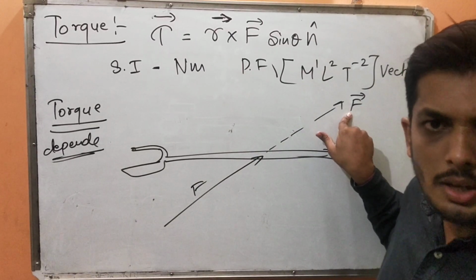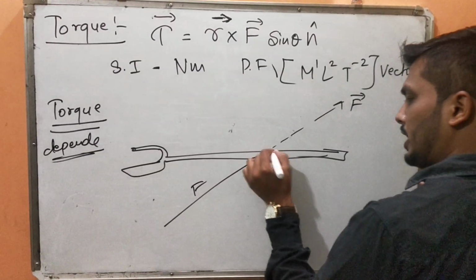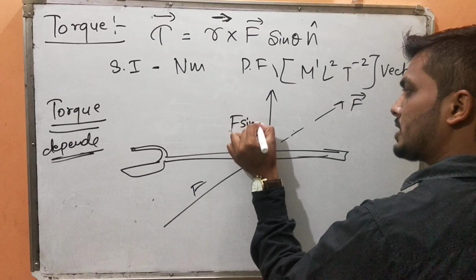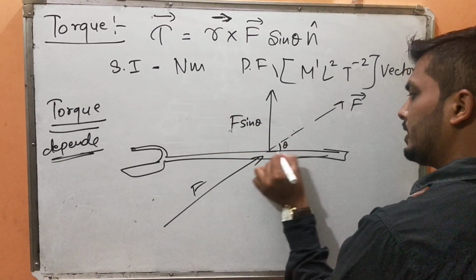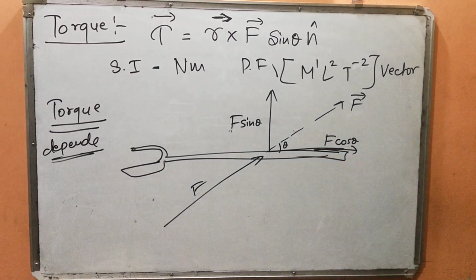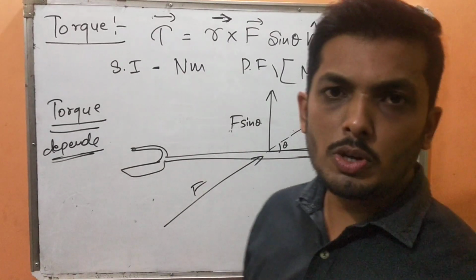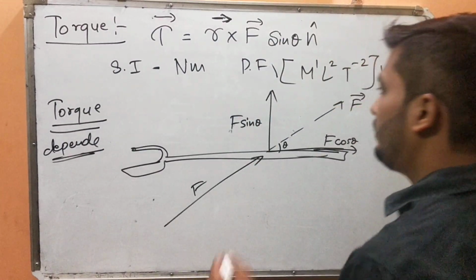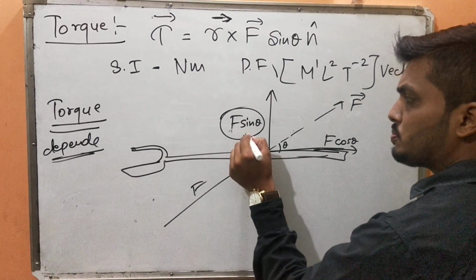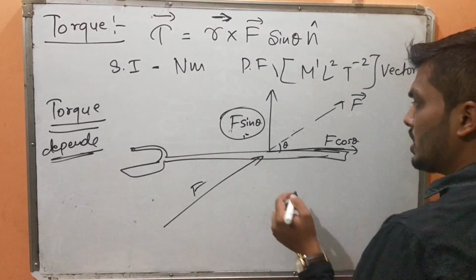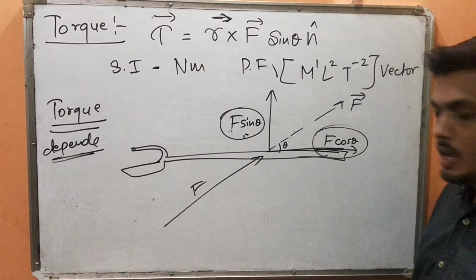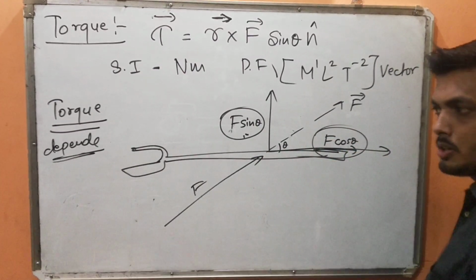Now this force is a vector quantity. How can you resolve this force? Can I resolve this force into two components? Let this vertical component be F sine theta. Let this be theta, and this horizontal component, shall I take F cos theta? Are you understanding? Now which component is responsible for this turning effect? Definitely F sine theta. Definitely F sine theta is responsible for this turning effect, because you cannot have a turning effect because of this component. F cos theta is in this direction.